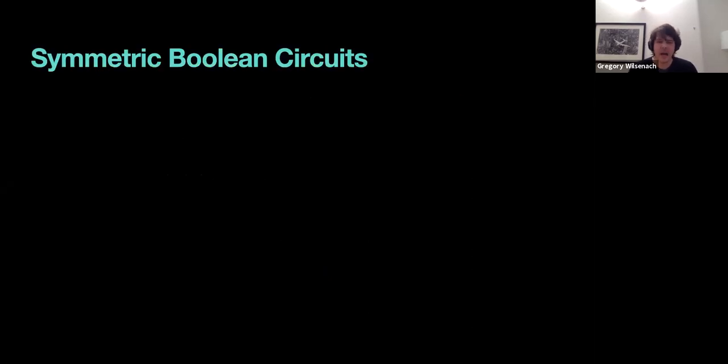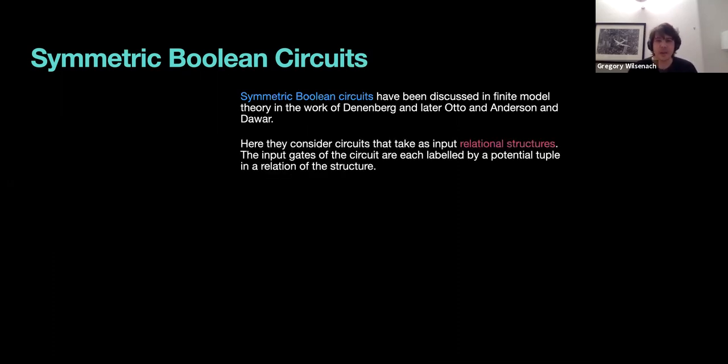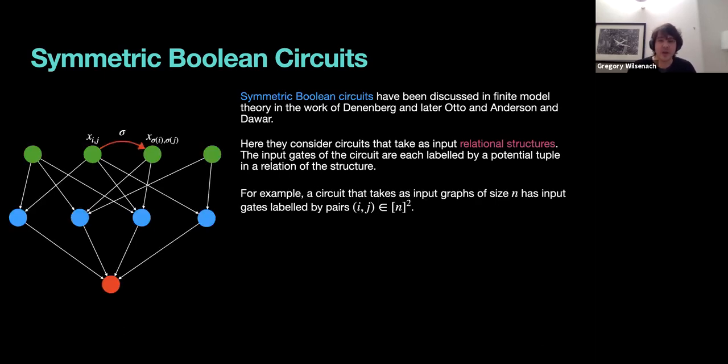Anyways, now I should, at this point, pause and talk a bit about Boolean circuits. In many respects, I talked about symmetric arithmetic circuits emerging from asking questions about symmetric polynomials. In some sense, this is a false history. In reality, symmetric circuits first emerged in the context of finite model theory via work by Denenberg and later Martin Otto and later Anderson and Dawar. In this context, they were particularly interested in circuits where the circuits take in relational structures, and the input gates are labeled by potential tuples in the relations. So if we think about graphs, for example, if you're looking at a circuit that takes in a graph of size n, the input gates would be labeled by potential edges in that graph, right? So tuples ij.